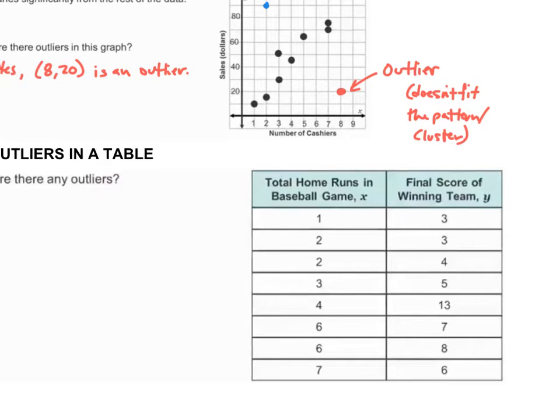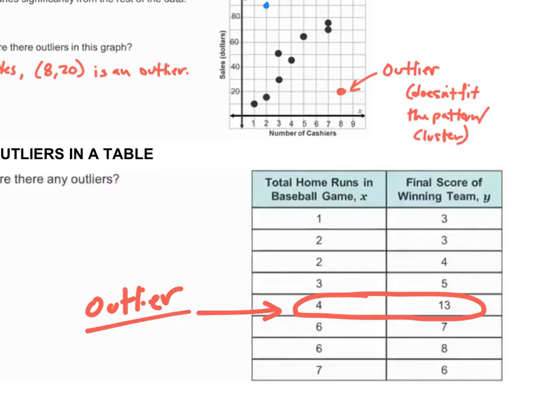What we see here is that, as the number of home runs in a baseball game increases, typically the final score of the winning team also increases, except for this one. This is my outlier. 13 does not fit the data. All these numbers are pretty close. From 1 to 2 to 2 to 3, you're going from 3 to 3 to 4 to 5. Then all of a sudden you jump up to 4, and boom, you got 13.